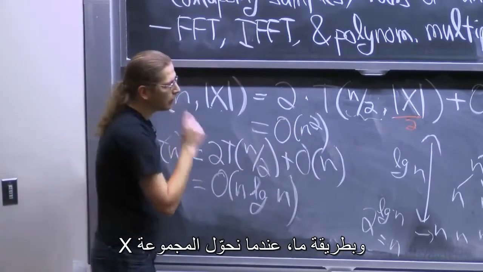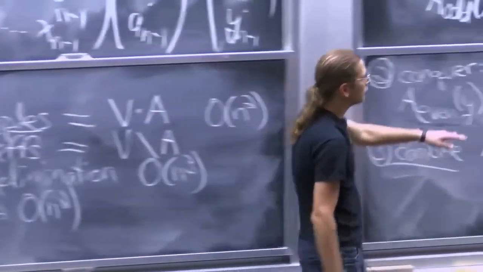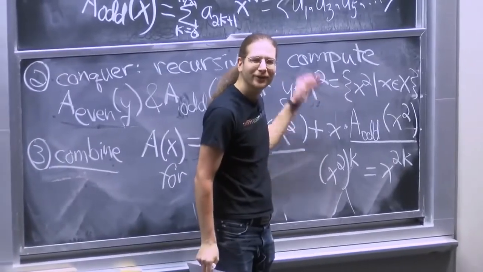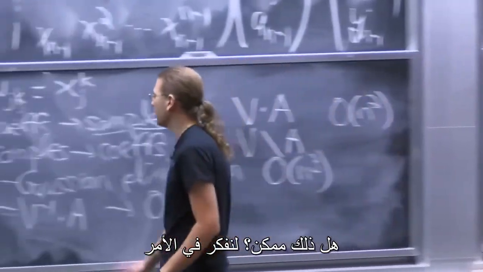Somehow, when we convert our set x to x squared, I want x to get smaller. Is that at all plausible? Let's think about it.